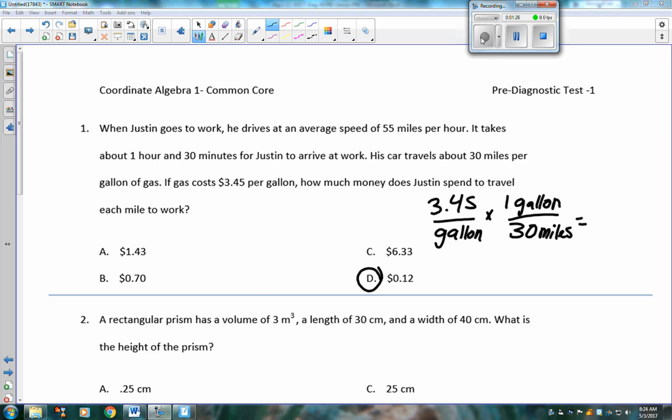You're going to take 3.45 and divide by 30, which gives you, for people with calculators, 3.45 divided by 30. So how much does he spend per mile? About 12 cents. So D.